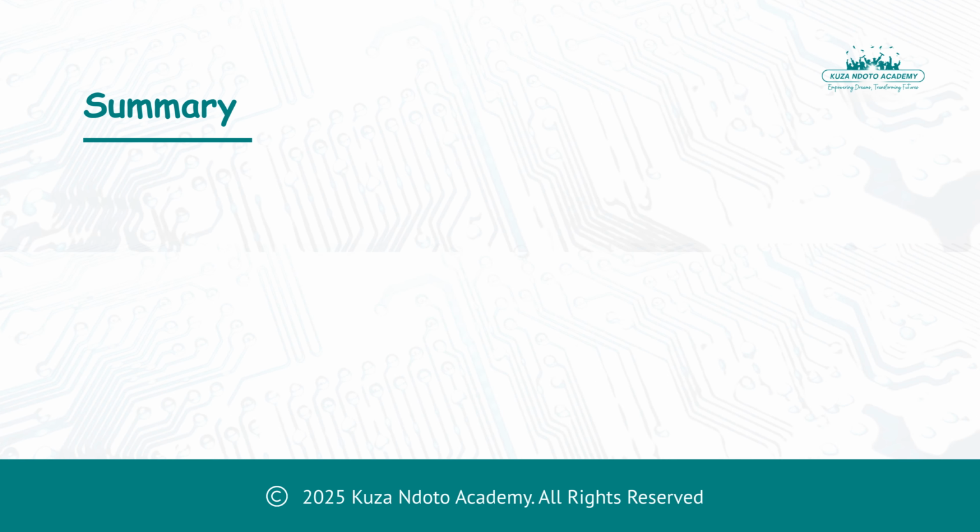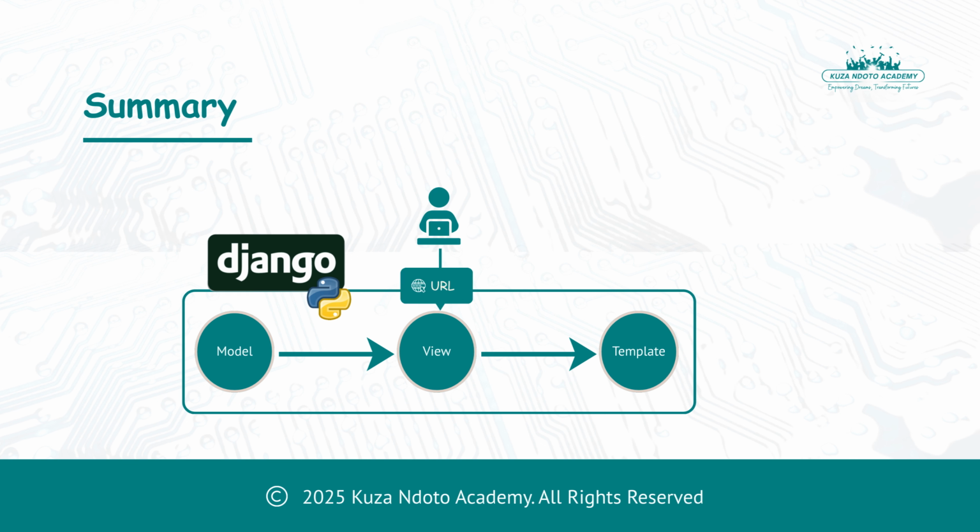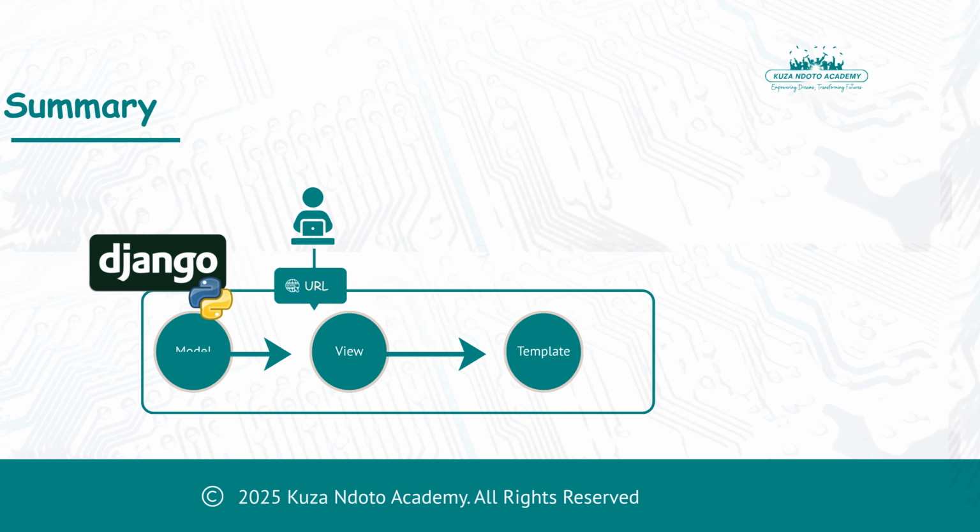So to summarize, we have said that Django is a high-level Python framework that is built for speed, security, and scalability. It follows the MVT structure that separates concerns of data, logic, and presentation. It provides models for data, views for logic, and templates for user interface, not forgetting the URLs for routing. Additionally, Django includes powerful built-in features, making it one of the most efficient web frameworks to build with.